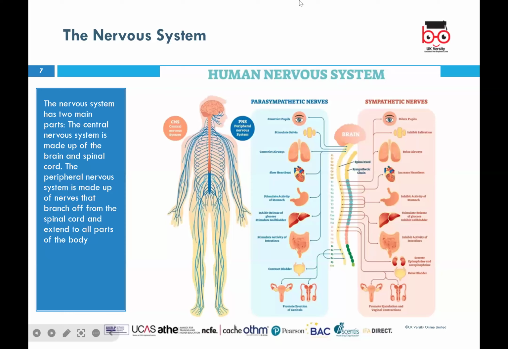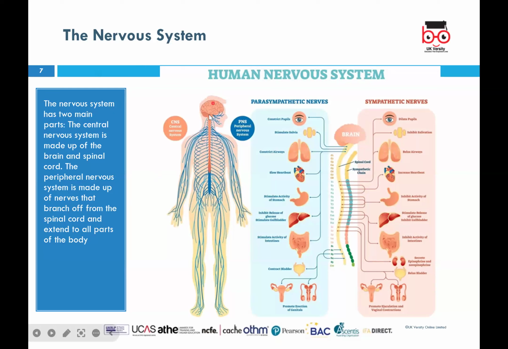Okay, so where were we? Human physiology. Again, we are talking about the nervous system. The nervous system has two parts. There is a central nervous system, which comprises the brain and the spinal cord. This is central. And you have the peripheral nervous system, which is made up of nerves that branch off from the spinal cord, from the central nervous system.